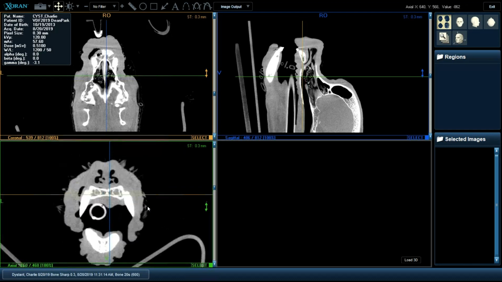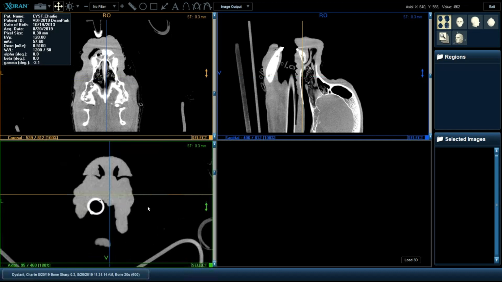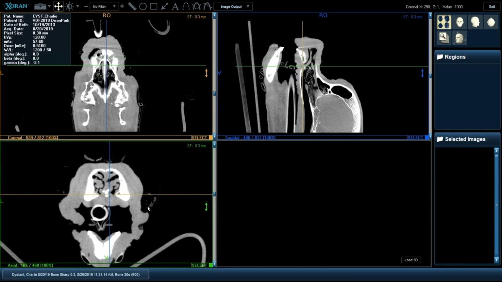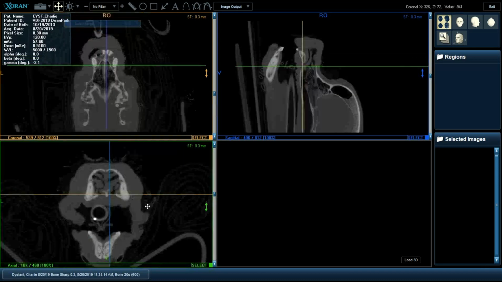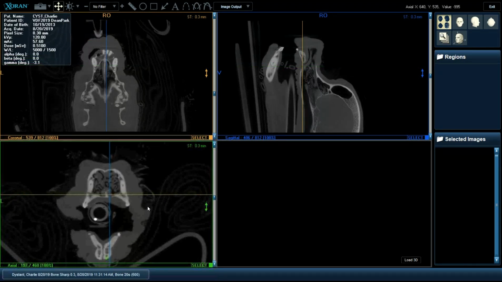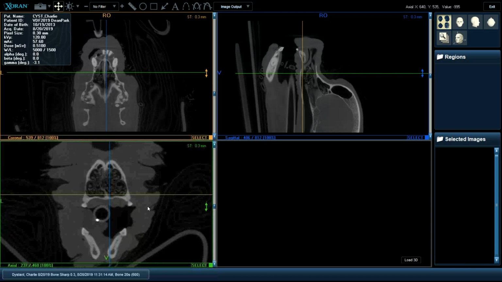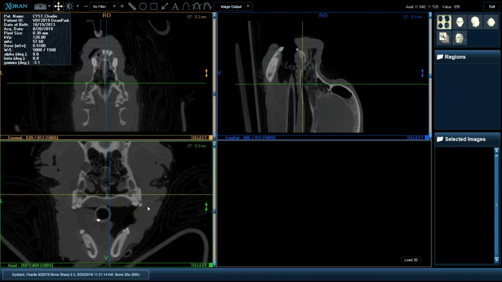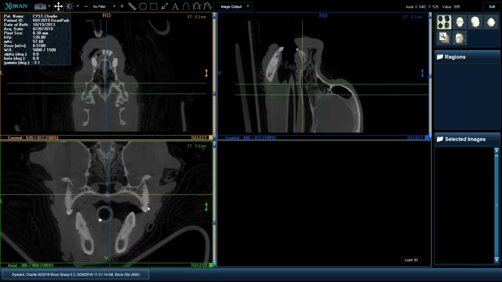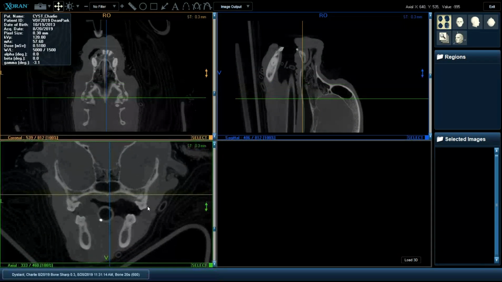Just want to show you one more case. So again, I'm going to go from the nose, make my way back. Let me change the contrast here so you can see it a little better. Do this one more time. And as we make our way back, we can appreciate the anatomy.